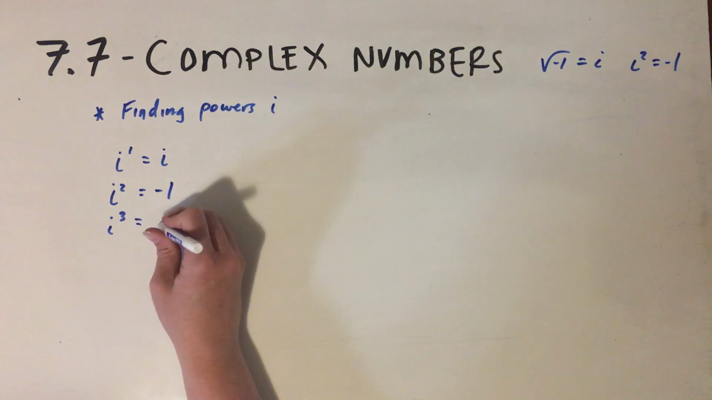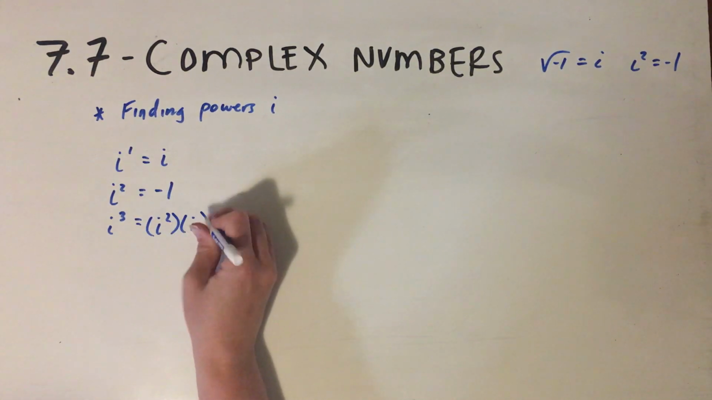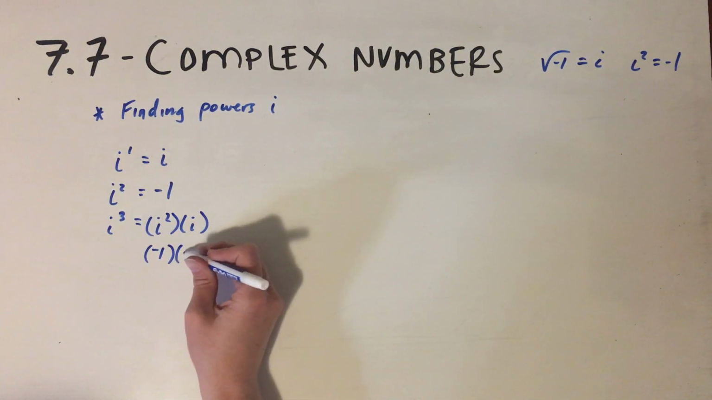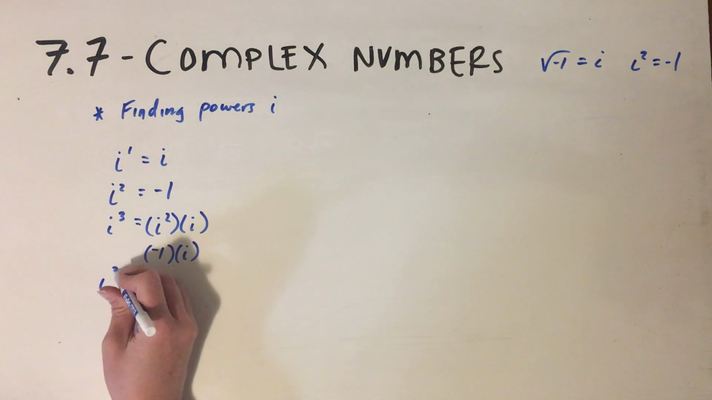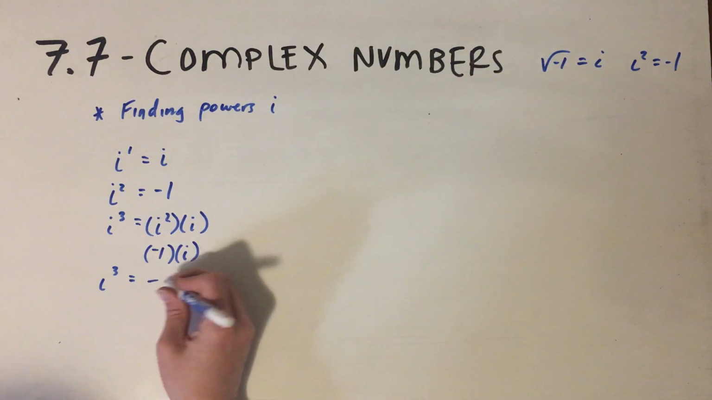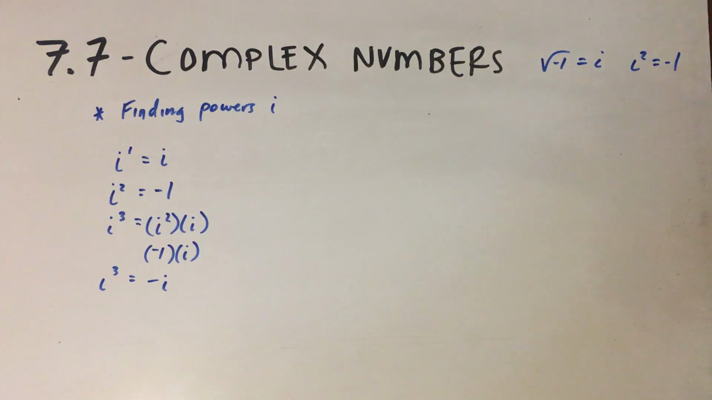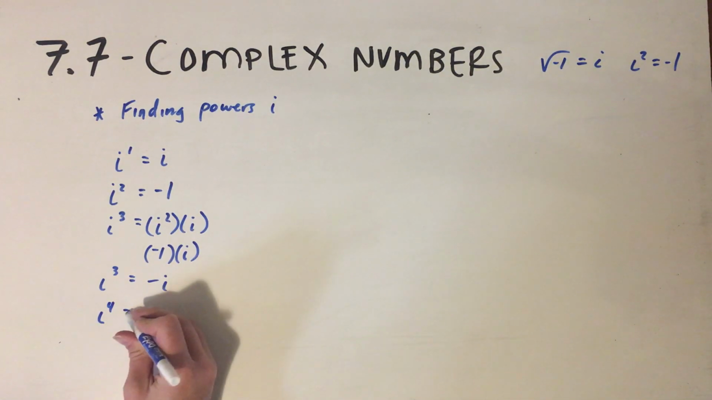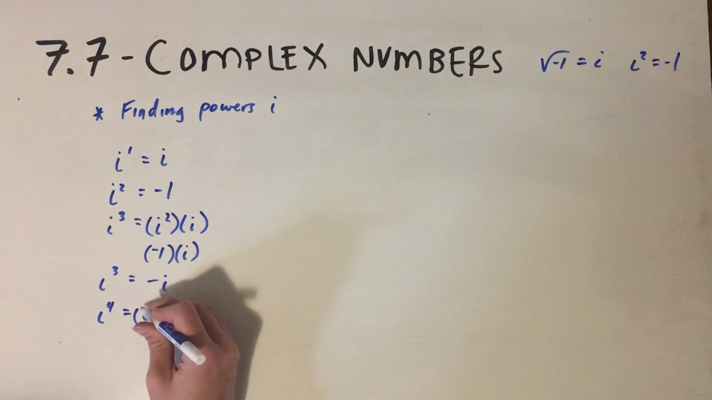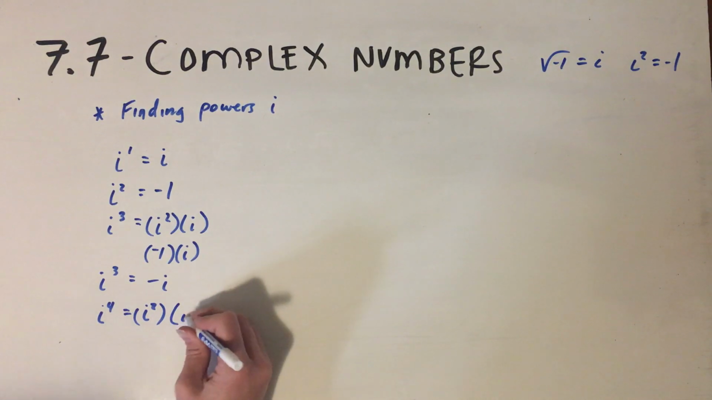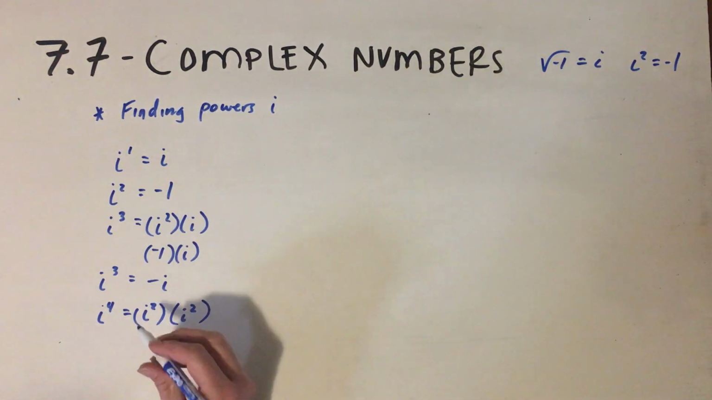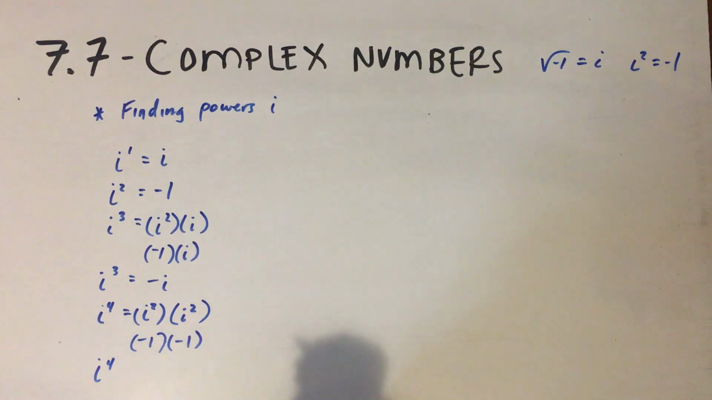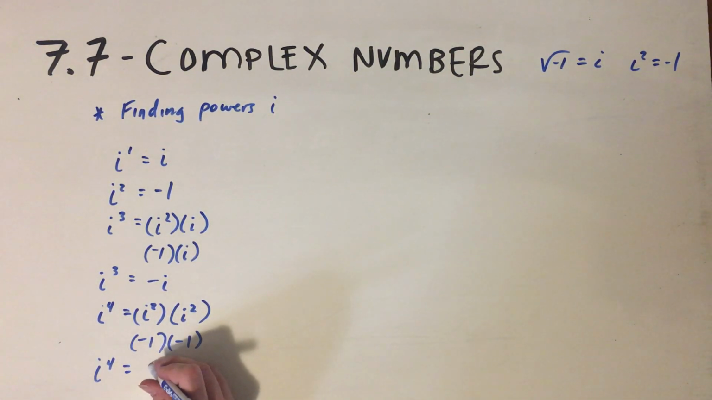Well, i cubed is the same thing as i squared times i. If i is just i, and i squared is -1, then it looks like i cubed is actually -i. What about the value of i to the fourth? Well, i to the fourth we could separate out to i squared times i squared. But we know that the value of i squared is -1. So if I replace those, i to the fourth power is equal to -1 times -1, which is +1.